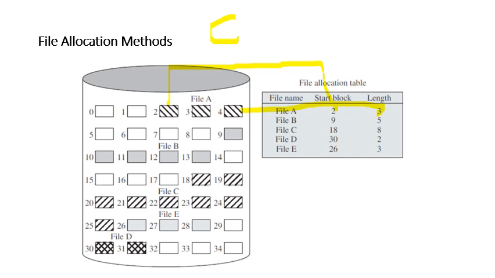Next, coming to file B. What is the start block? The start block is 9. I hope you can see this color. So 9 is here. From 9, how many blocks have been allocated? The length is 5, so it has allocated 1, 2, 3, 4, 5, up to 13. So from 9 to 13 belongs to B. Here contiguous memory is allocated. Coming to the next file C, the same is happening.